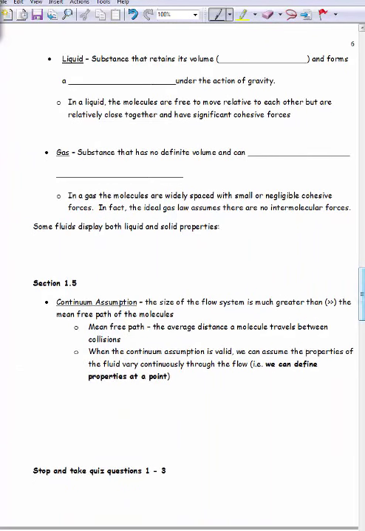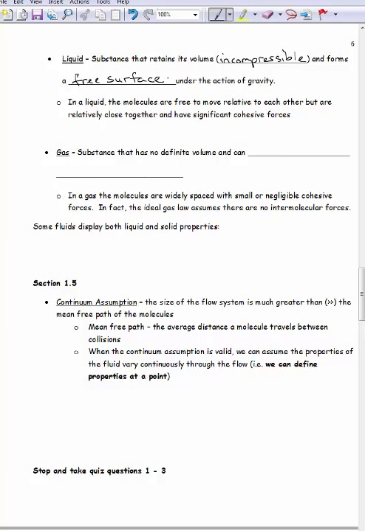A couple more definitions. A liquid is a substance that retains its volume. So volume isn't going to change normally in a liquid unless under extreme circumstances. Do you remember what that's called? You should remember from thermodynamics. Well, I'll tell you what it's called. It's called incompressible. And the other thing about a liquid is it will form what's called a free surface under the action of gravity. So if you have a cup of water, the free surface is just where the water meets the air. That's the end of the water.